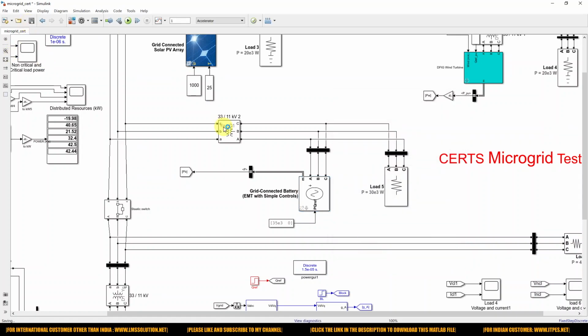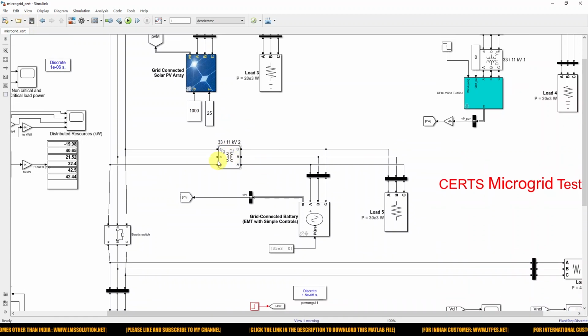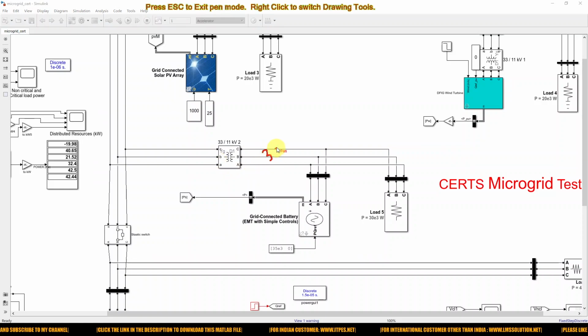So next, here we are using a step down transformer, that means this side we have 33 kilovolt and this side we need to convert to 11 kilovolt.